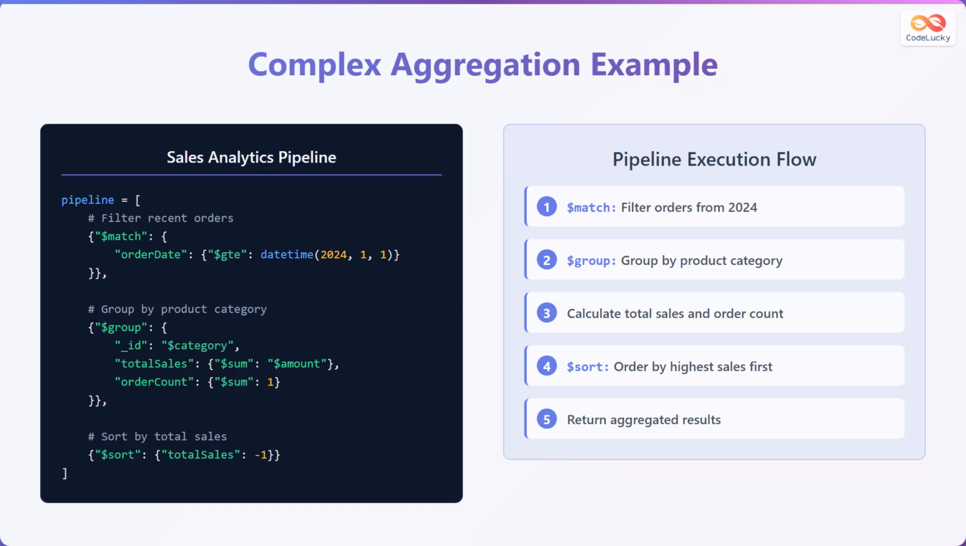Let's walk through a complex aggregation example to demonstrate how multiple stages can be combined to perform sophisticated data analysis. This example focuses on sales analytics. We start by using a $match stage to filter orders from the year 2024. Next, we use a $group stage to group the orders by product category, calculating the total sales and order count for each category. Finally, we use a $sort stage to order the results by total sales in descending order, showing the categories with the highest sales first. This pipeline combines filtering, grouping, and sorting to provide valuable insights into sales performance by category.